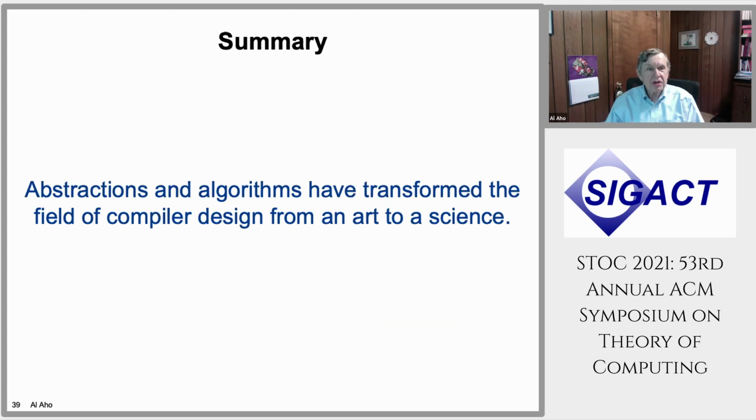So I'd like to just conclude by saying that abstractions and algorithms have transformed the field of compiler design from an art to a science. And I'm sure all of you could make a similar statement that abstractions and algorithms have transformed computer science into a true field of science.